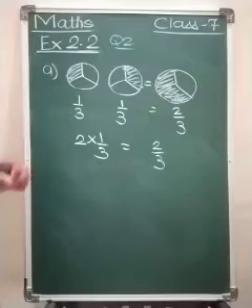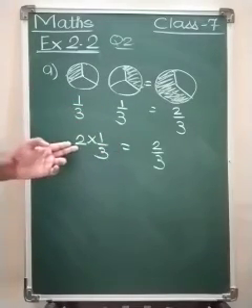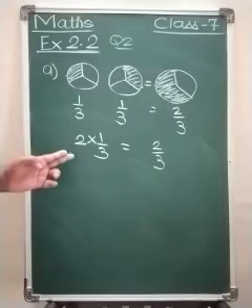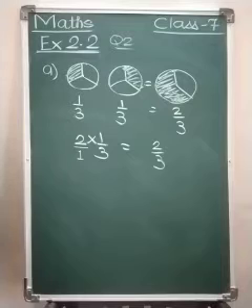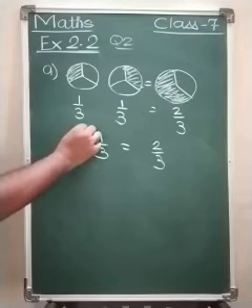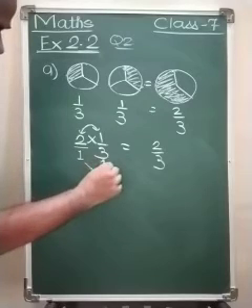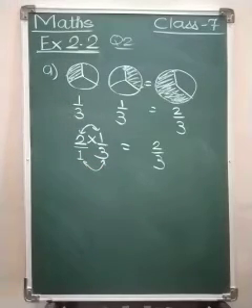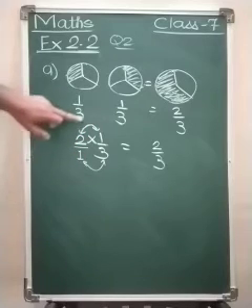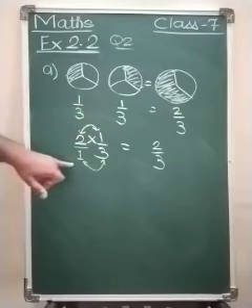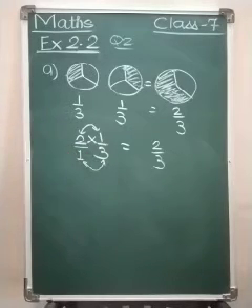Now, please remember, when you are multiplying a fraction with a fraction, since this is a whole number, we can consider this as a fraction by giving it a denominator 1. Whenever we are multiplying fractions, numerator is multiplied by numerator and denominator is multiplied by denominator. Okay, please keep this in mind.